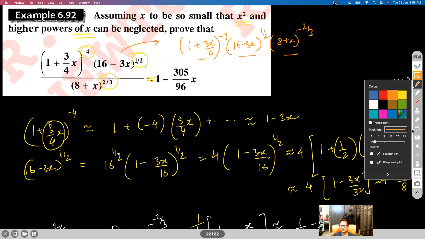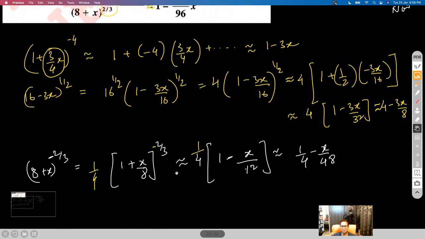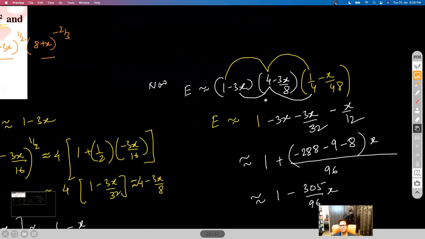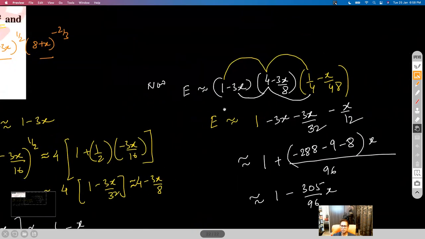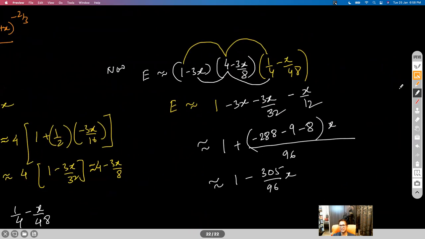Each one of them I approximated. So as you can see, I've approximated each one of them, and then I finally multiplied it. And here also, I'm only interested in constant terms and coefficients of x. Higher powers of x, including x square, are all neglected. Okay, so this is how you end up getting the given result. Is it fine? Any questions, any concerns?